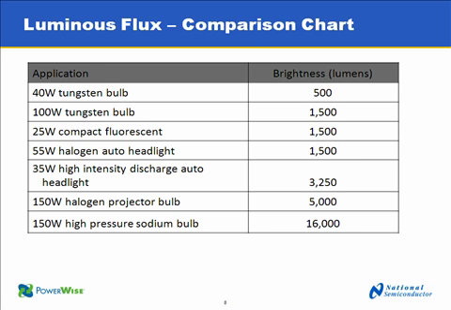Typical light output of lighting sources is presented here. We have our 40-watt tungsten bulb, which has been the gold standard here for 100 years or more, and that outputs 500 lumens. If you want to go 100 watts, that's about 1,500 lumens from a tungsten bulb. Then we get into compact fluorescent lights, and you can do 1,500 lumens with only 25 watts. A 55-watt halogen headlight will give you 1,500 lumens, and so on until we get down to the big 150-watt high-pressure sodium bulb, which is what's used in a lot of lighting fixtures on street lighting. From that you can get all the way up to 16,000 lumens.